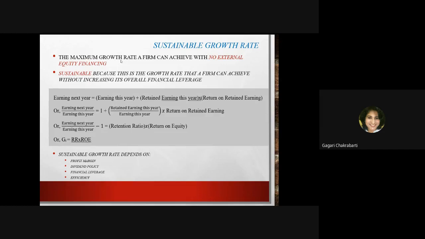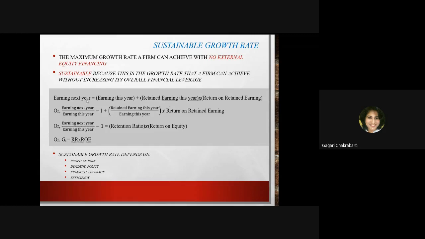Okay. So it is not changing its overall financial leverage, because if it is not changing its level of equity, it is not changing its level of debt also, because debt plus equity is always 100%. So how could you find out the sustainable growth rate? This is a very simple arithmetic. Earning next year will be equal to earning this year plus something. Now, from where does this plus something come? A portion of the earning of this year will be reinvested further, and that reinvestment will be fetching some return.